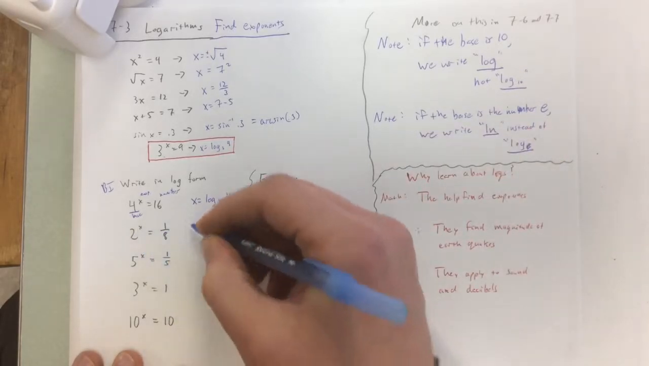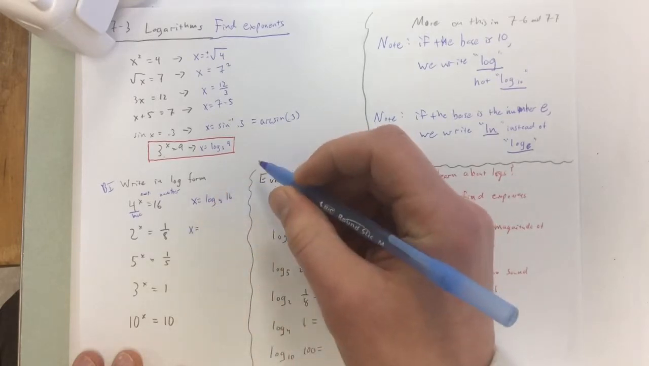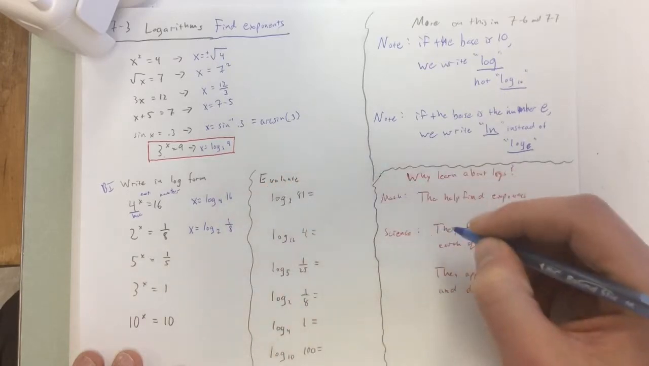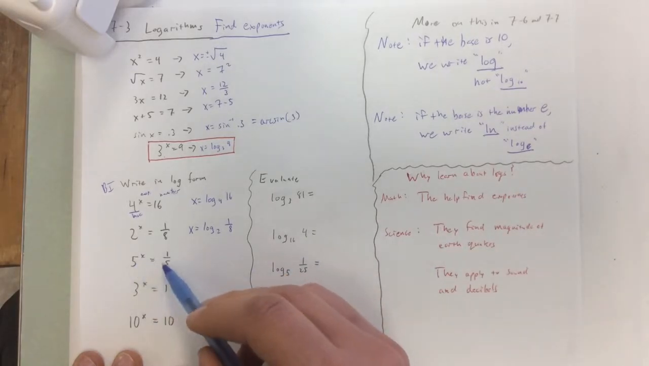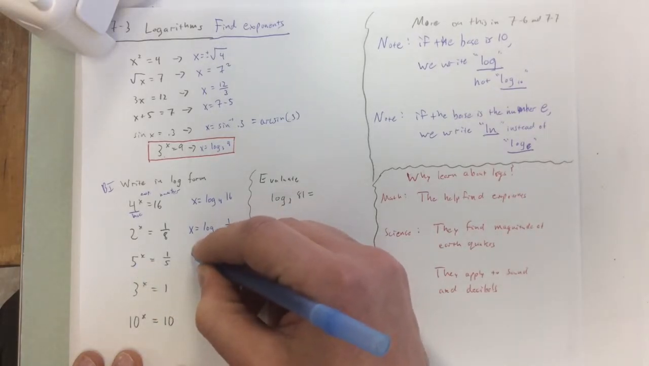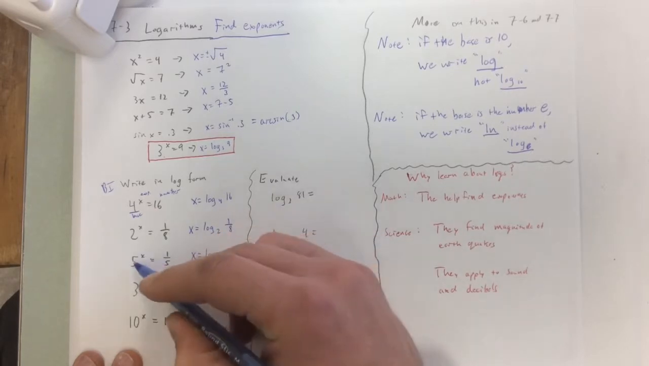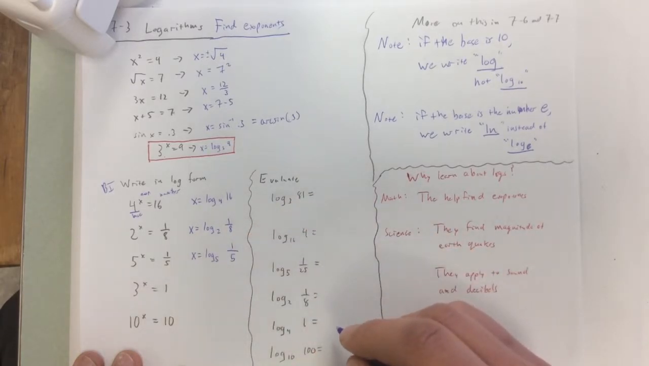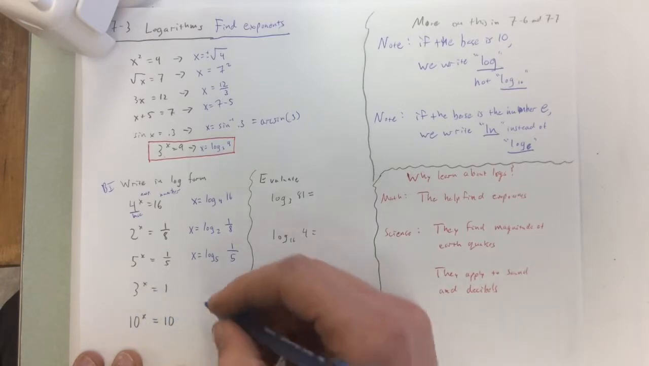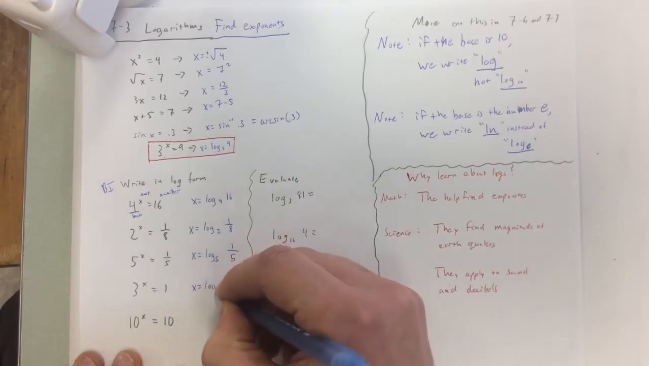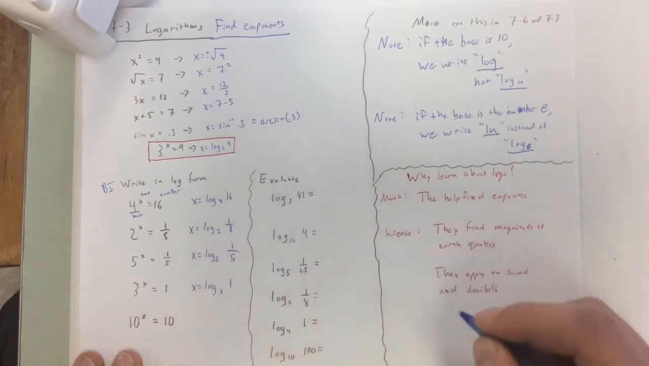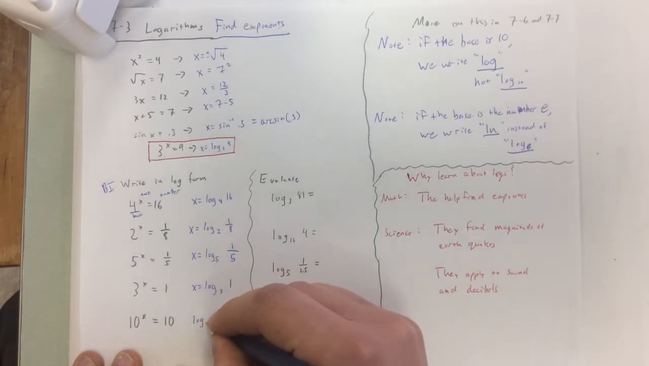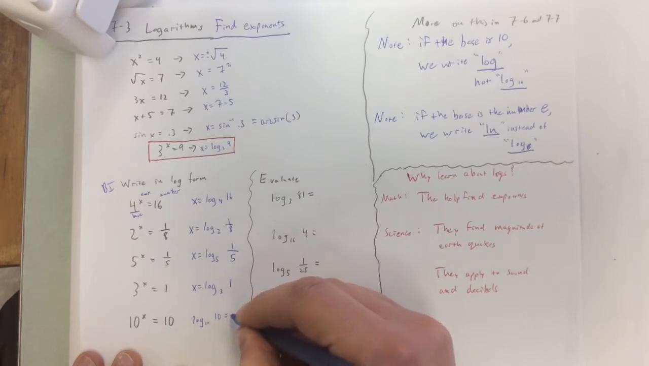2 raised to the x is equal to 1/8. x, which is the exponent, logarithms find exponents, so log base 2 of 1/8. 5 raised to the x is equal to 1/5. So the exponent would be log base 5, put sub 5 there, of 1/5. 3 raised to what number gives me 1? So x is equal to log base 3 of 1. And 10 raised to the x is equal to 10? So log base 10 of 10 is going to equal x.